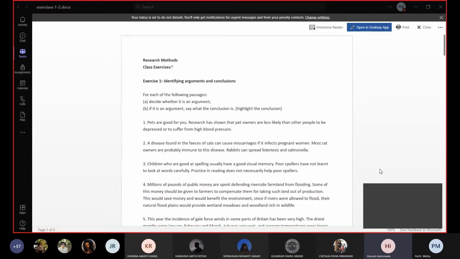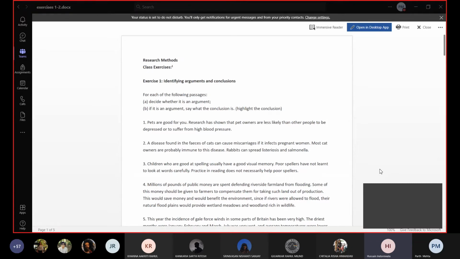As you can see, exercise 1 is to identify arguments and conclusions. If you look at the first one, what you have to do is look at each of these sentences and decide if it's an argument or not. And if it is an argument, you have to highlight the conclusion. That's all you have to do. They are not as straightforward as they seem. Some of them are a little tricky, so that's the reason why the discussion is important.